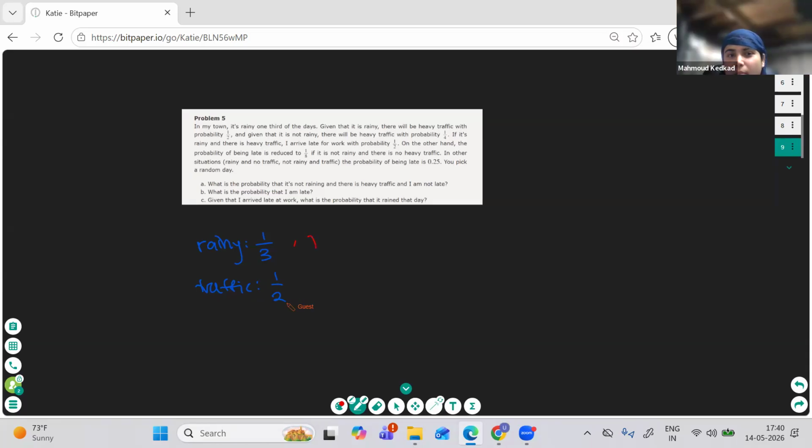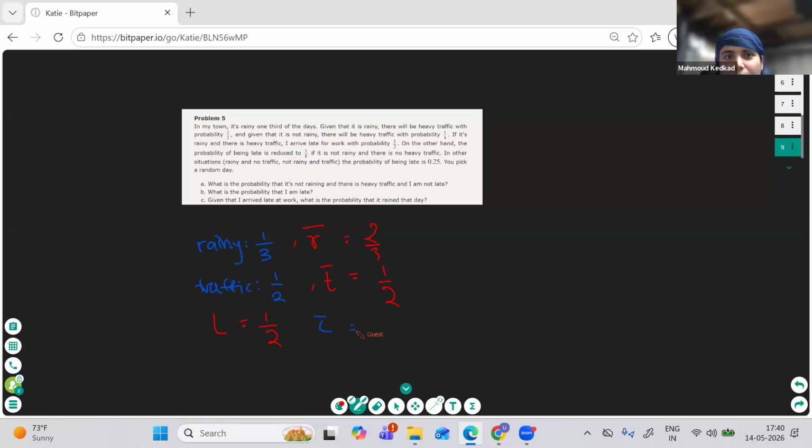So let's do our complement or whatever you use. R bar? Yeah. So that's going to be 2/3, not rainy. If there's traffic, that's half. So traffic, no traffic, that's half again. Also, late for work is probability half. So she's late, that's half again. Why is she late half the time? That's not good. Oh, also you wrote down the probability incorrectly.